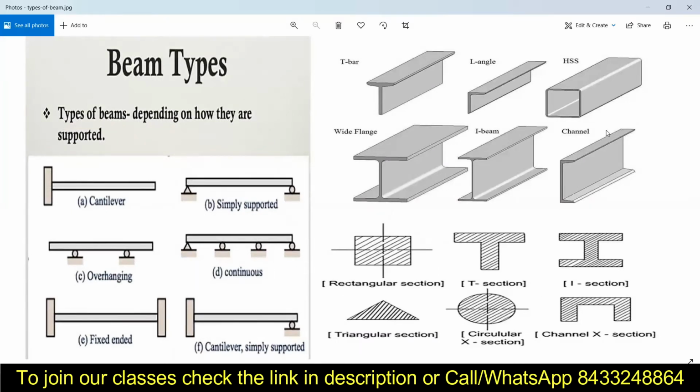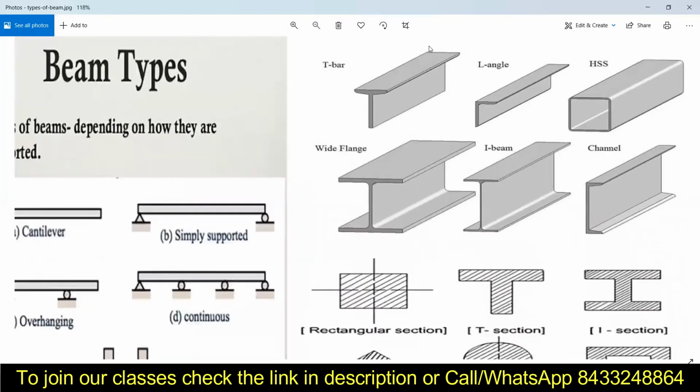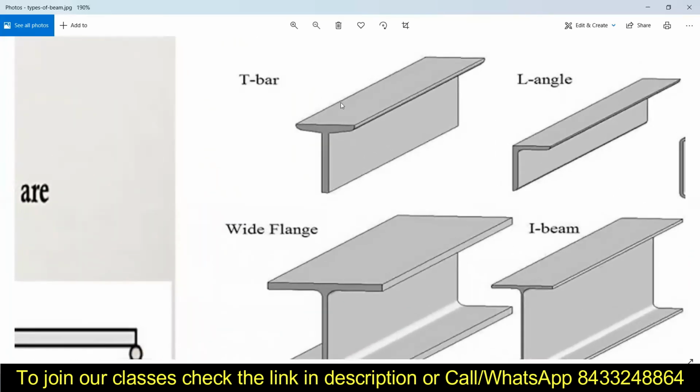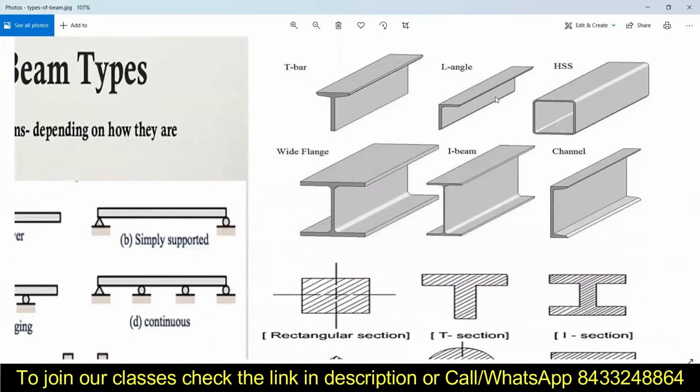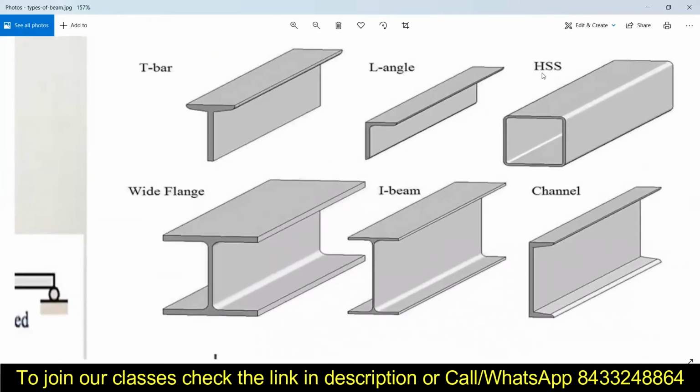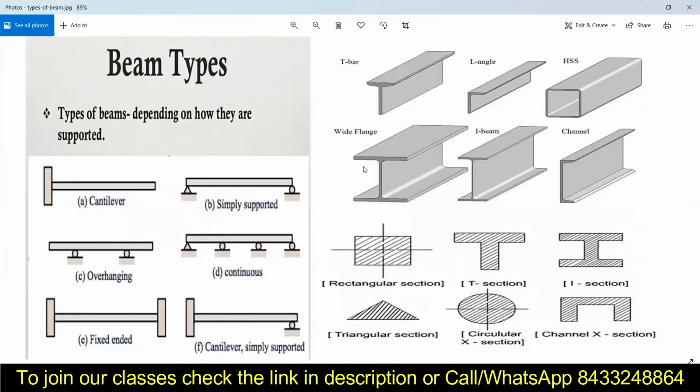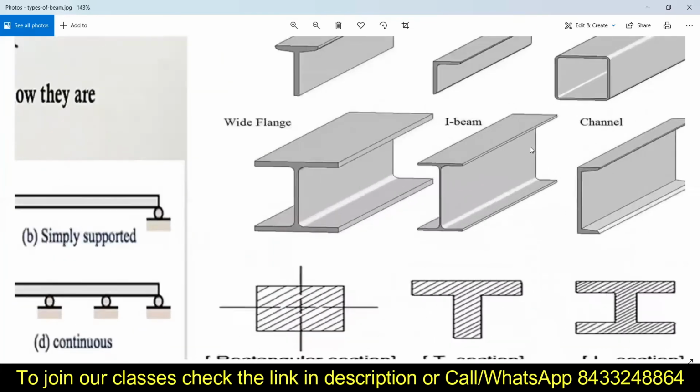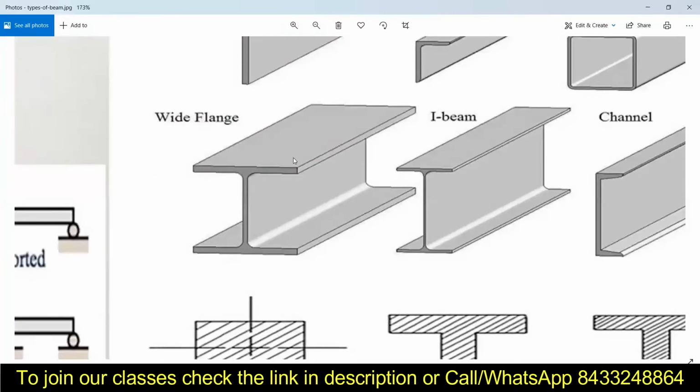Now when it comes to the steel beams, we have different types of the beams also. That means this is the T-bar, then we have the L angle, and this is very easy to remember. Why so? Because mostly the letters provide the shape of the beam. So steel beams are easy to remember. Okay, then next we have this, that means the HSS. Then we have the wide flange. This is the extended version of the I-beam, as you can see over here, but this flange is wide over here. So this portion is known as the flange of the beam.